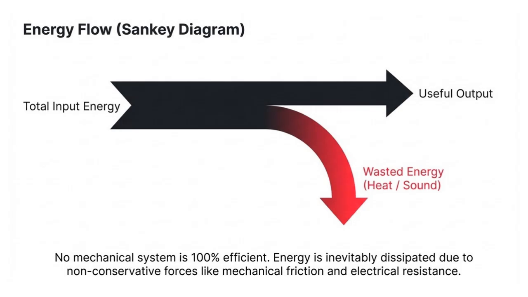This diagram shows how energy flows through a system. The total energy input is divided into 2 parts: useful output and wasted energy. The wasted energy often appears as heat or sound, which means it's not doing any productive work. This happens because no mechanical system can be perfectly efficient. Energy is always lost due to factors like friction and electrical resistance, which are non-conservative forces causing energy to dissipate. Understanding where energy is lost helps us improve and design more efficient systems.